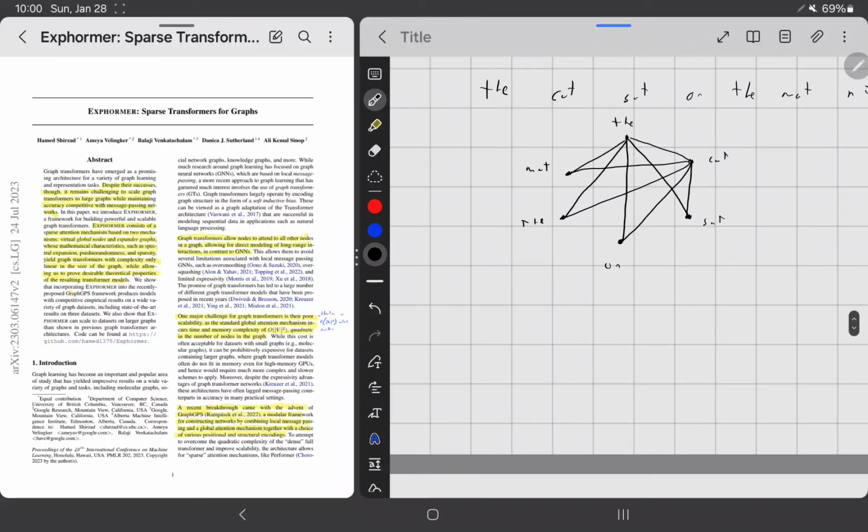So they basically look at it through this context where this is a graph. It's not a sequence that you're looking at. It's just a graph, and looking at it through this context basically allows them to approximate this graph in a way so that they get linear complexity.